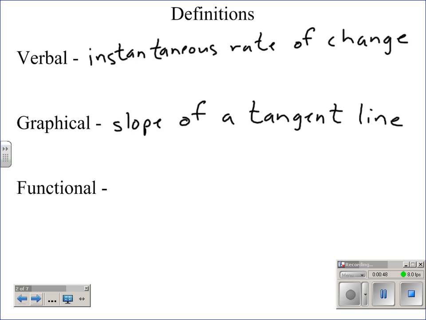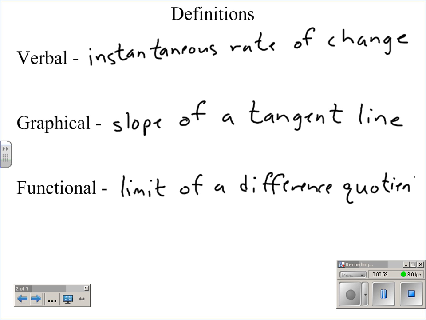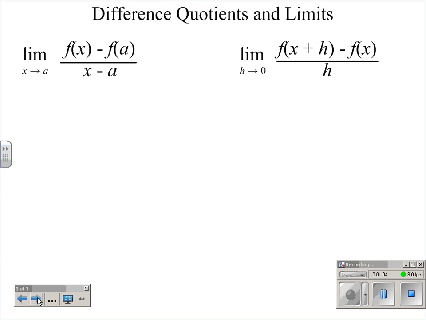Functionally, it is the limit of a difference quotient. The limit on the left is the derivative of a function at a specific point. You can find the derivative at that point by substituting a value for a and a function for f of x. Take x squared, for example. To find the derivative of x squared at x equals 5, we must substitute x squared for f of x and 5 for a.